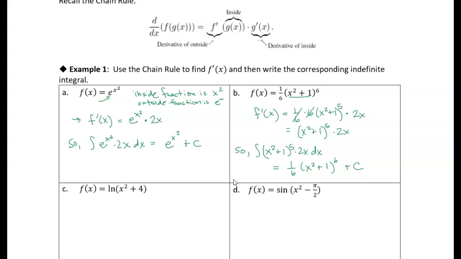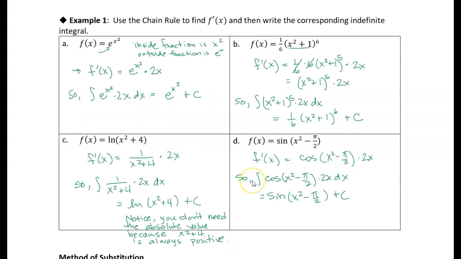All right, now I'm going to pause here, and I'm going to give you a chance to do these next two, because it's kind of the same thing. Just use the chain rule and write the corresponding indefinite integral. All right, so I've done C and D now, and you can check your work. You'll notice that in part C, I did not put absolute value signs around x squared plus 4. The reason for that is that x squared plus 4 is always positive, so I don't really need them. Other than that, it should be pretty straightforward.